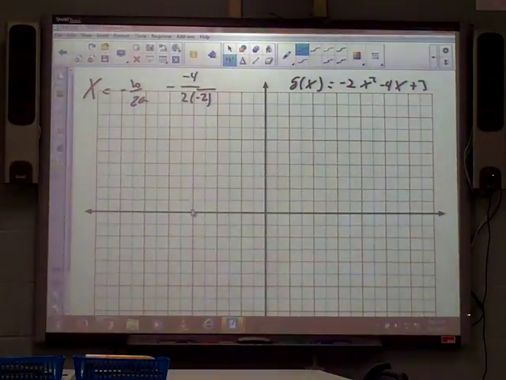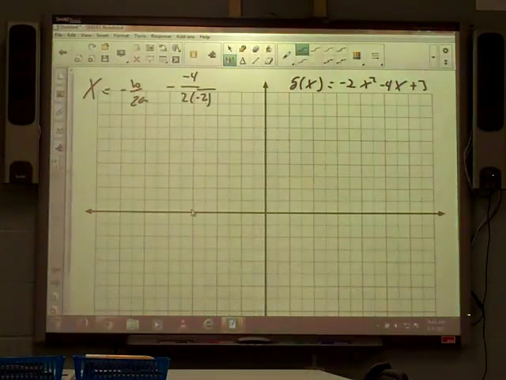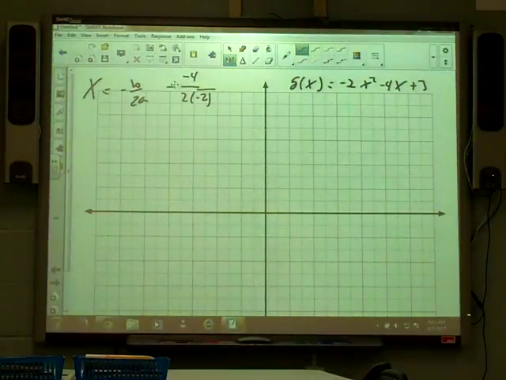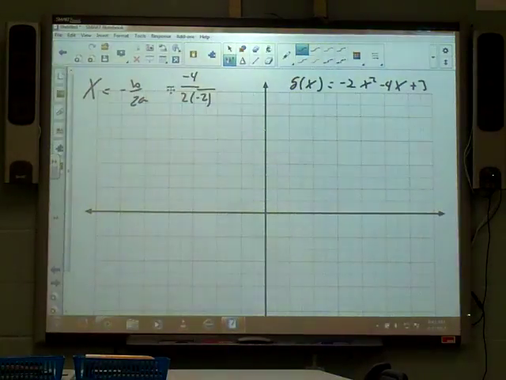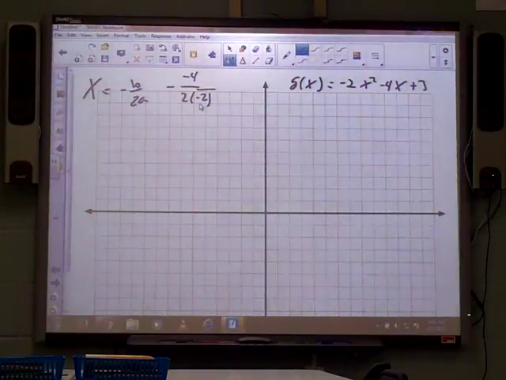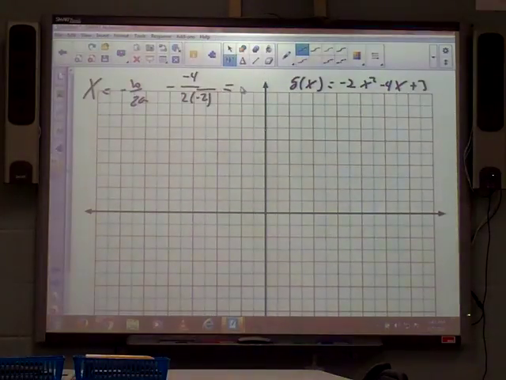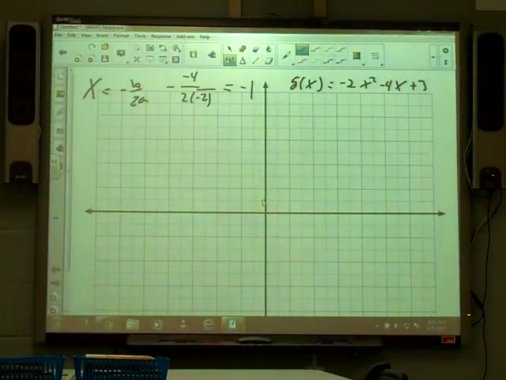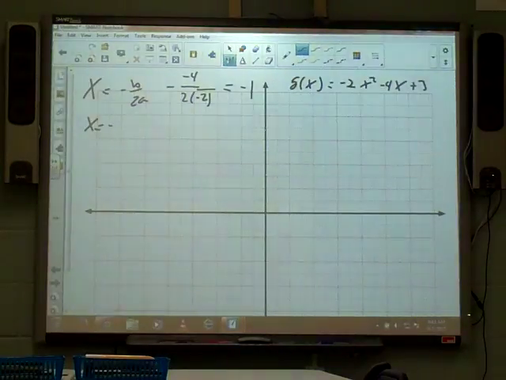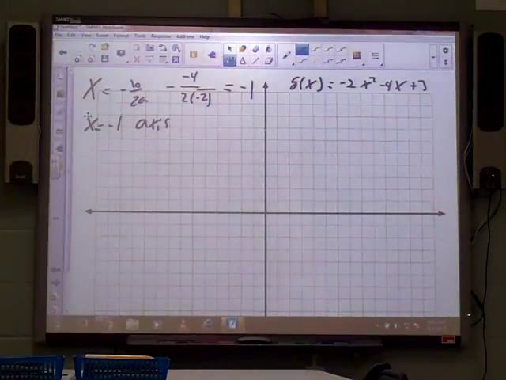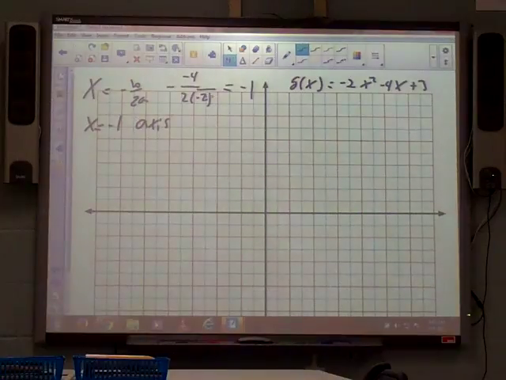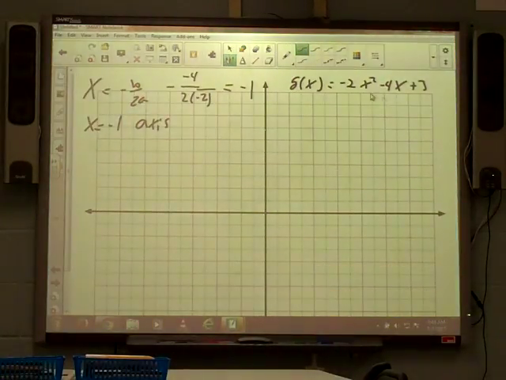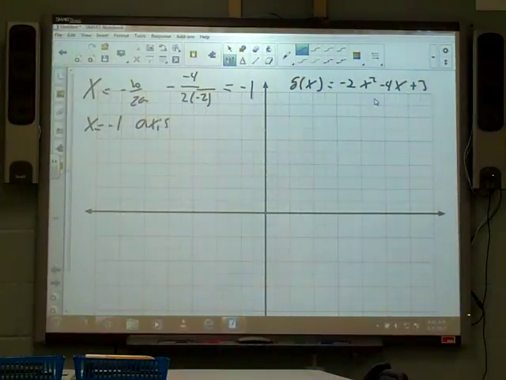Now this is kind of negative overload for my brain right here, but what I see, if I follow this, a negative divided by negative is a positive, and then a positive divided by negative is a negative. So my axis of symmetry is going to be a negative, and that's 4 divided by 4, so it's -1. So x equals -1 is my axis of symmetry. Now I got to plug -1 back in for my x, like you did on the bell ringer, to find the y.